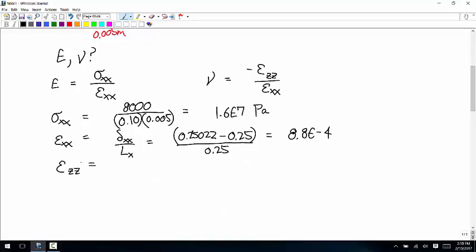And then the strain in the z direction is the deformed length along that axis, so that's 0.09998 minus the original length, divided by the original length. And what do you get for that?